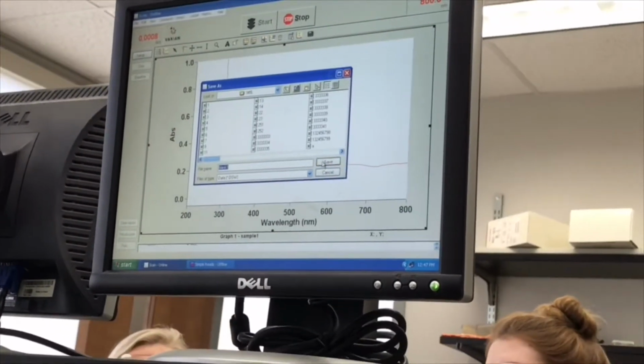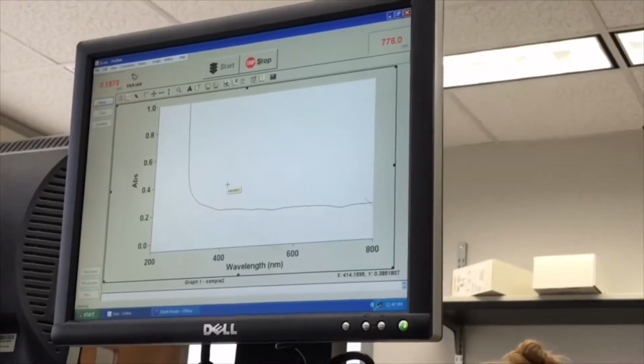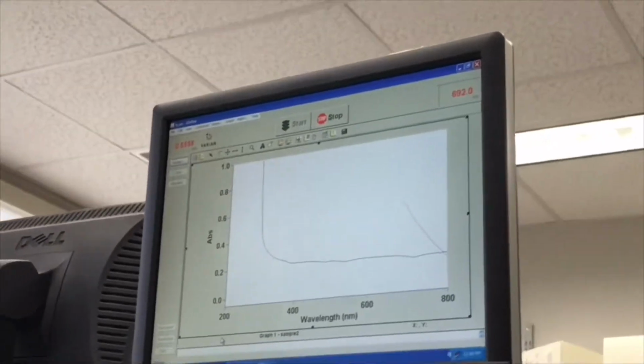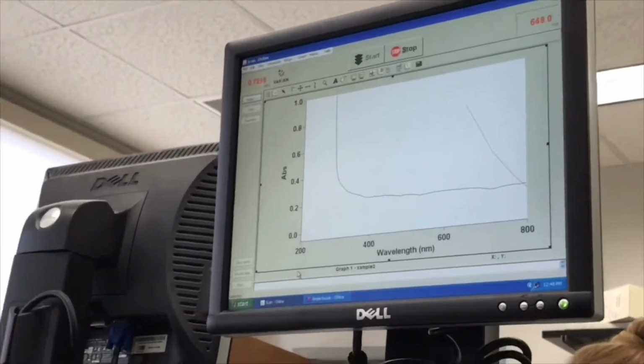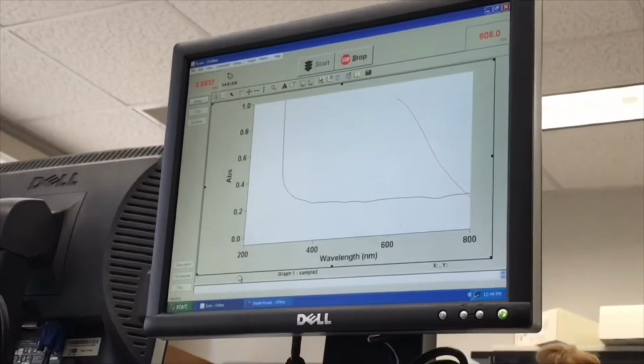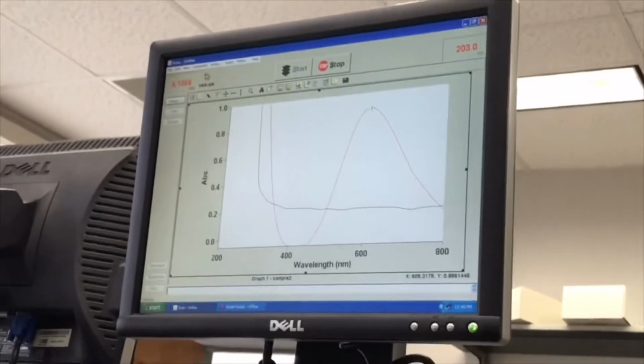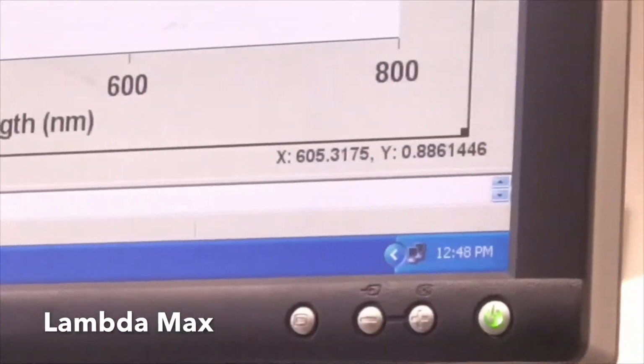Lambda max refers to the wavelength in the absorption spectrum that has the maximum absorption. It acts as a single quantitative parameter to compare the absorption range of different molecules. We find this to be 605.3 nanometers.